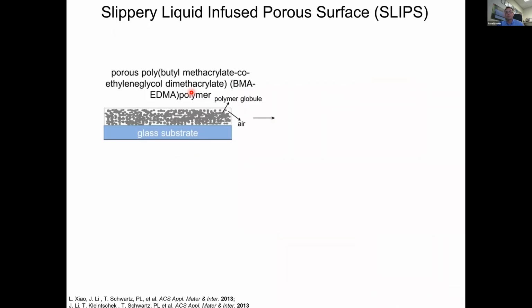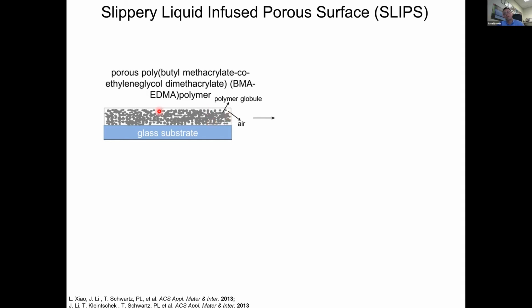Here's another example. If you make a hydrophobic porous material, solid surface, it has some functionality, but it's usually highly adhesive to microorganisms, to cells.